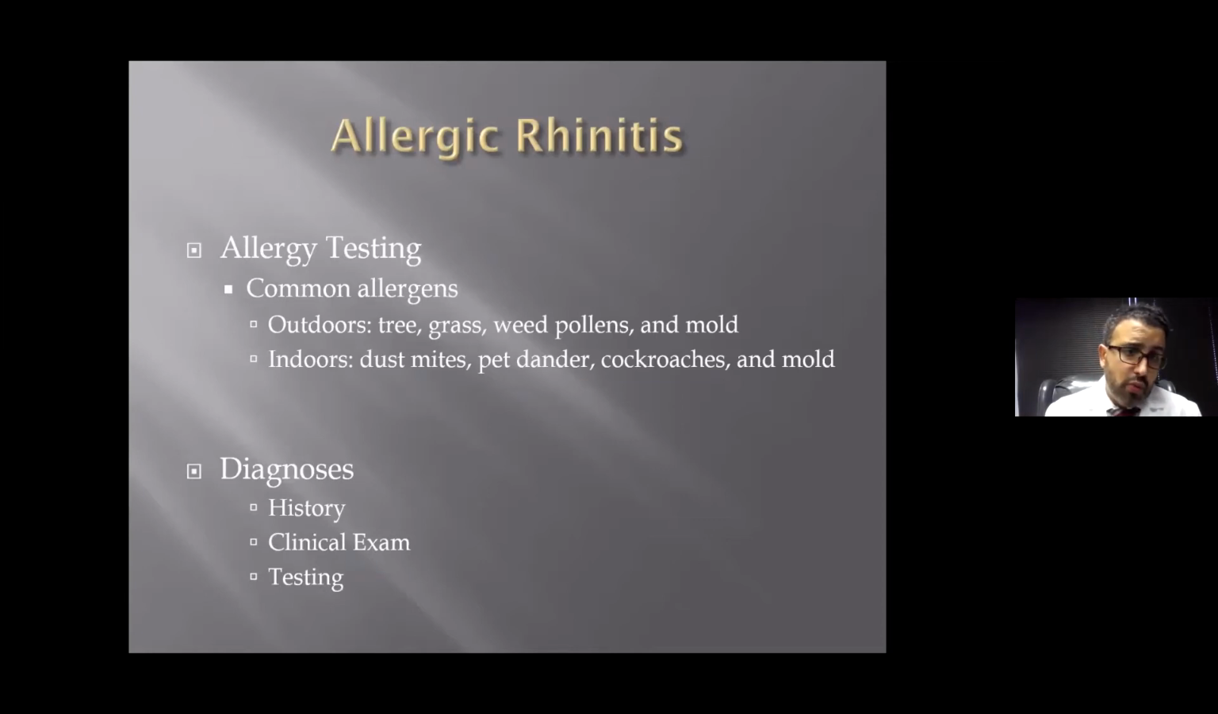Before the treatment, we like to test and figure out what patients are allergic to. Outdoors, you can have trees, grass, weeds, pollens, mold. Indoors, the usual suspects are dust mites, pet danders, cockroaches, and mold. The way we figure out what patients are allergic to is, obviously, the history. Every time I play with my cat, this happens. And then clinical testing of that suspicion proves what they're allergic to.